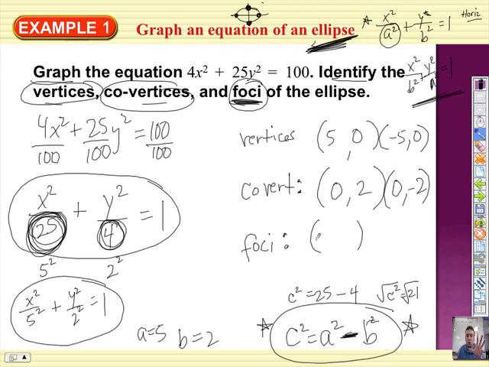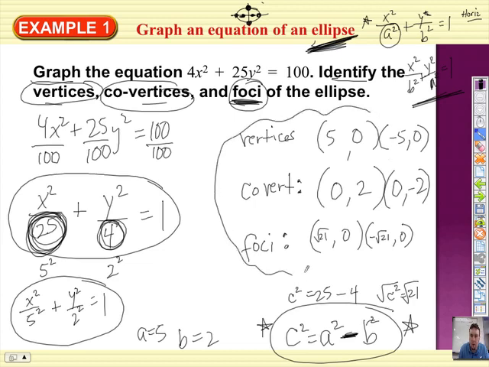So therefore, which one is it? Square root of 21 comma 0, or 0 comma square root of 21? Go back to your picture and decide. Your foci have to be on the major axis. If you had a coordinate right on the x-axis, it starts with the number, comma, 0. So square root of 21, comma, 0, and negative root 21, comma, 0. That's how you identify the major aspects of an ellipse.